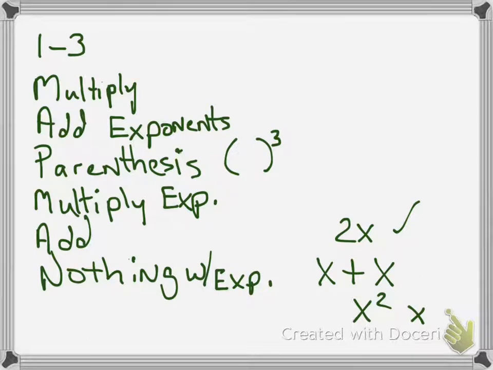For problems 1 through 3, you can use this idea: multiply, add exponents; parentheses, multiply the exponents; add, do nothing with exponents. And keep in mind when we add, we're saying x plus x is 2x, not x squared. That's what we mean by do nothing with the exponents. And then we'll go from there. You can pause this if you need to copy this down to help you for your note card or note page.